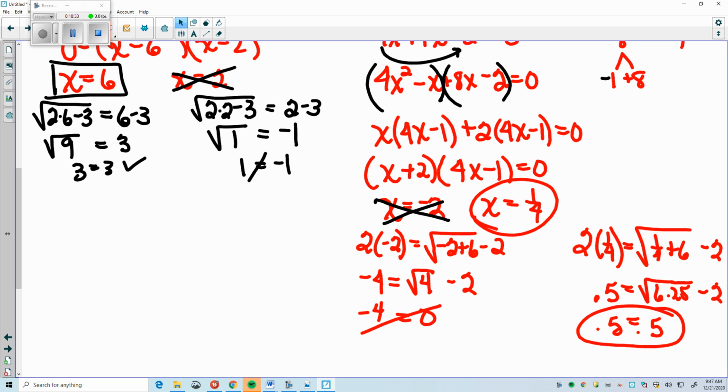Okay, and again, you can check these graphically, but this would be the way to check it and support it algebraically.